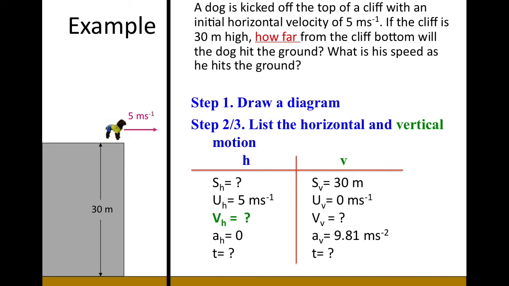In V, I have a displacement, or I'm 30 meters high. My initial velocity is 0 because I'm going to be just going straight down. The final velocity I do not know, and of course the acceleration due to gravity in the vertical direction is 9.81 meters per second squared. Time is unknown in both. The easiest one to solve for is time, so we're going to do that first.